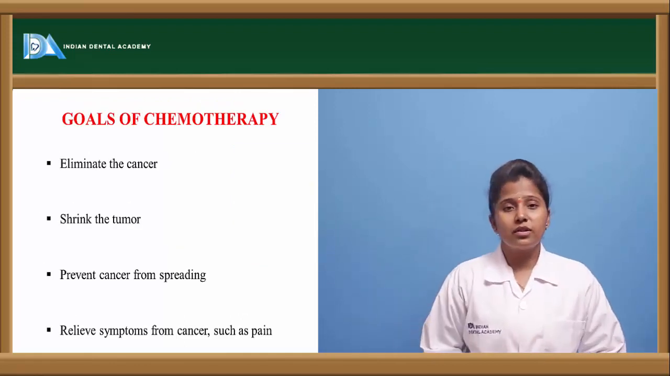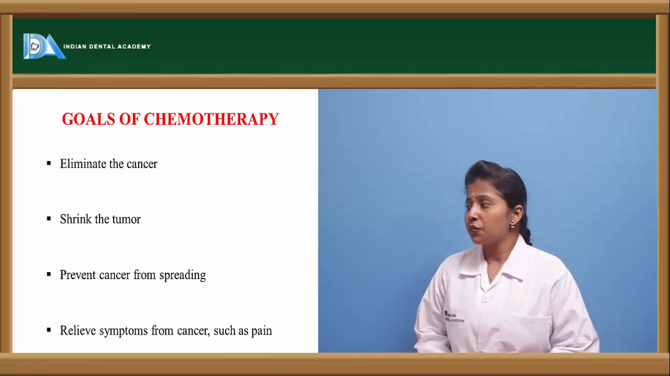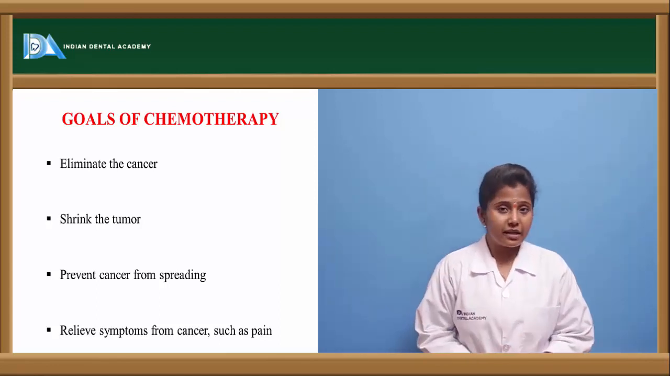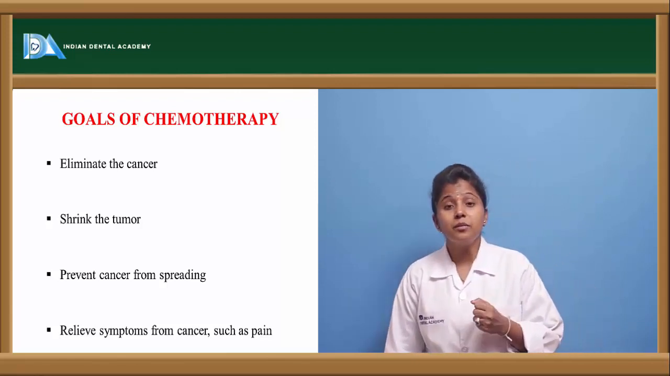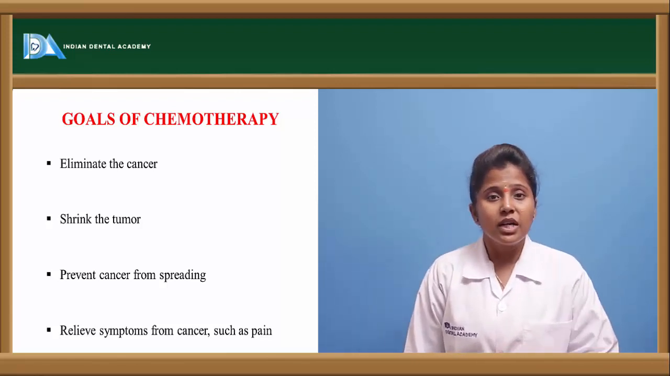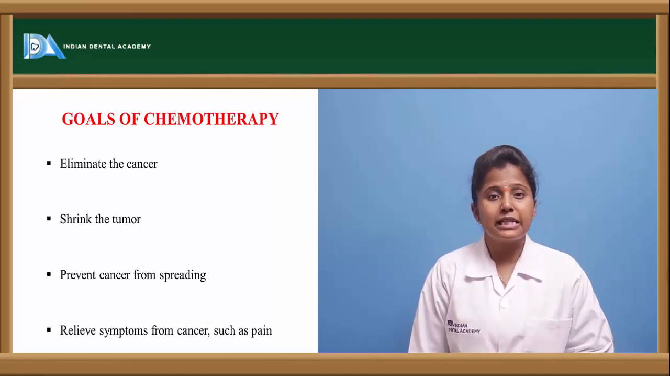What are the goals of this chemotherapy? Why is chemotherapy done for a patient? The first thing is to eliminate the cancer. That is the ultimate motive. Cancer cells have to be removed out of the body. If not, they spread all over the body, even leading to the death of the patient in some cases.